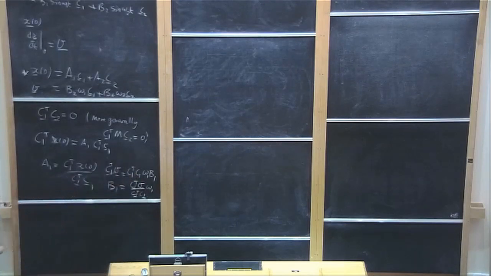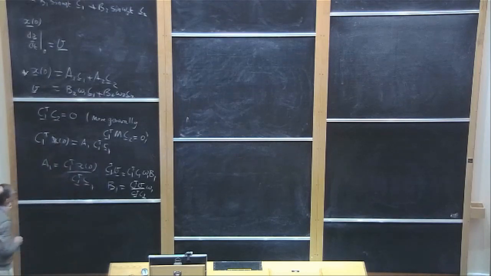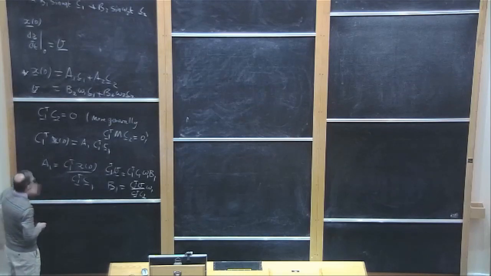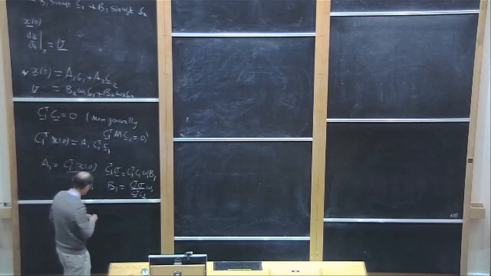So the A's and the B's are just found using the orthogonality. And if you've got an unequal mass case, you can do exactly the same thing by instead of dotting with C1 transpose, you dot with C1 transpose M, and that will secure you exactly the same property. So that's the structure of the solution.